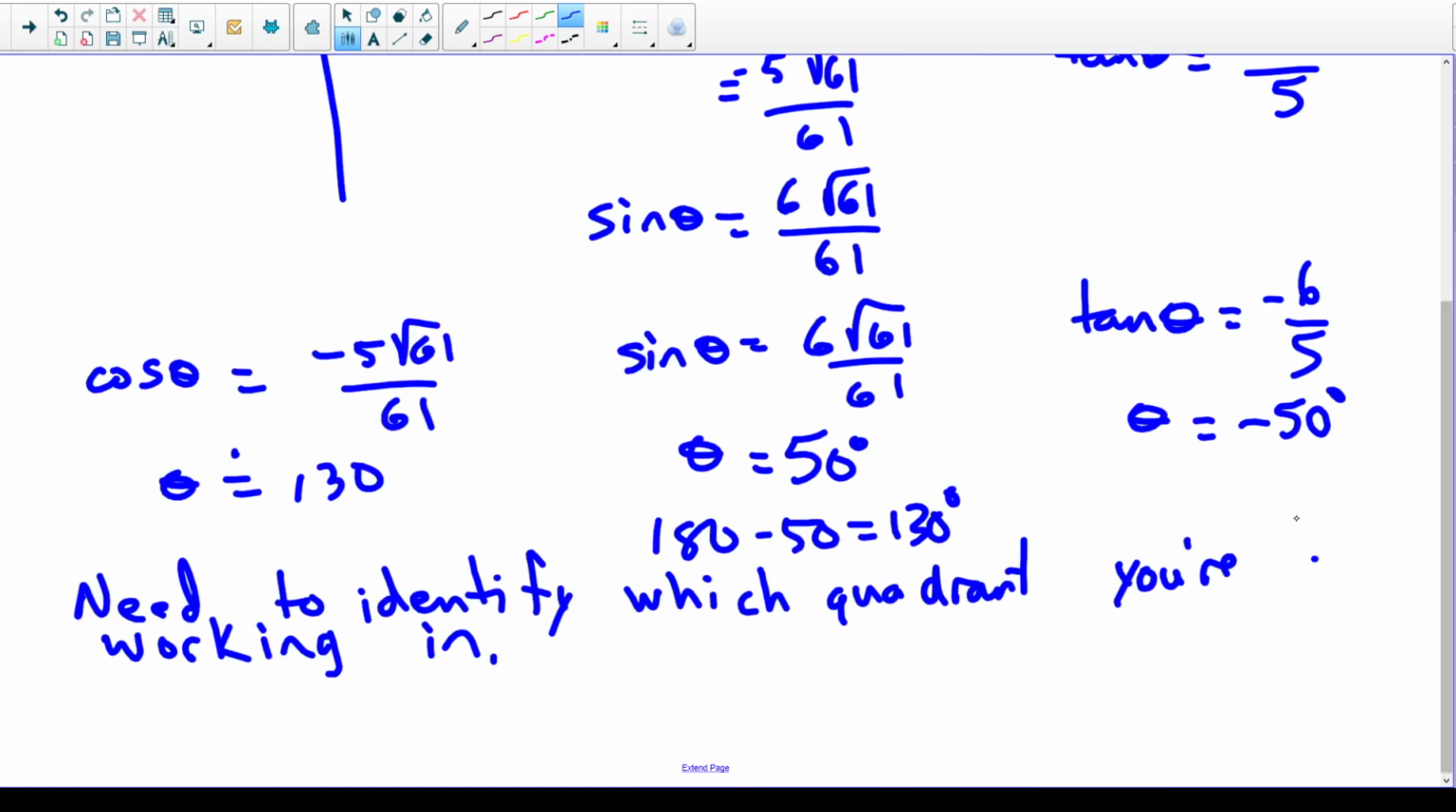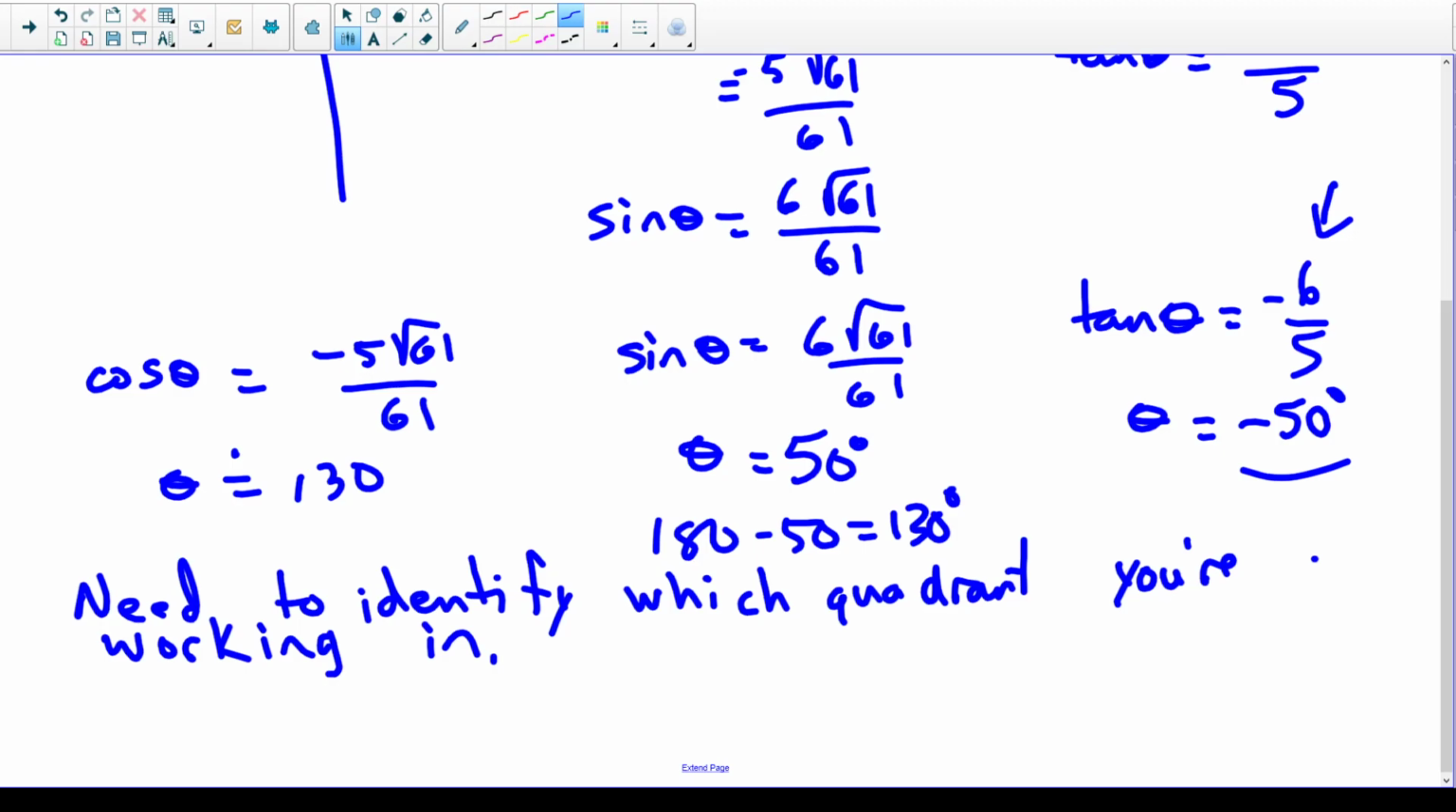Why is the calculator giving us negative 50 when we arc tan negative 6 over 5? Because it wasn't originally negative 6 over 5. It was 6 over negative 5, which would have been the second quadrant. But now the calculator doesn't know that. The calculator just moved the negative sign to the top of the fraction. It thinks the negative 6 is negative and the 5 is positive, which means you'd be in the fourth quadrant if that was the case.